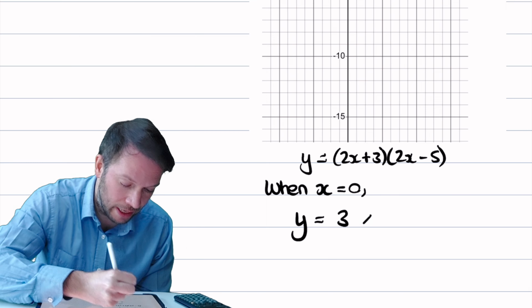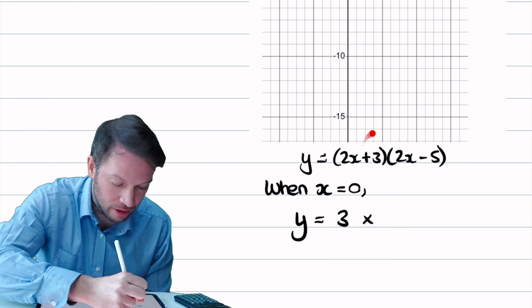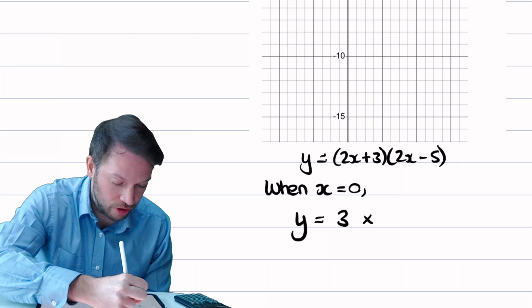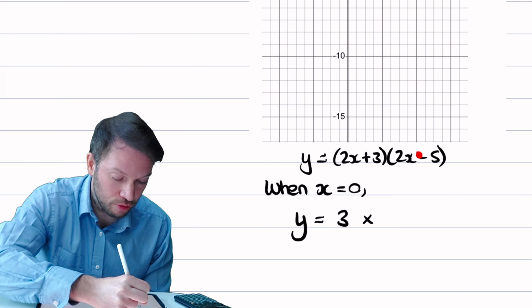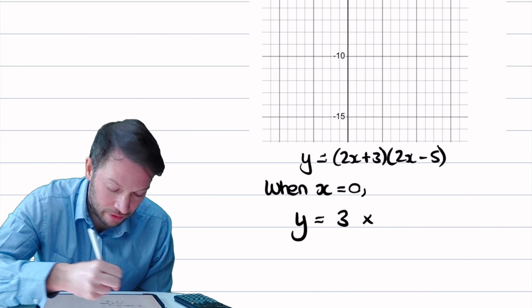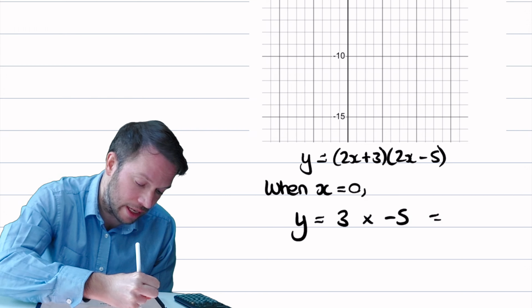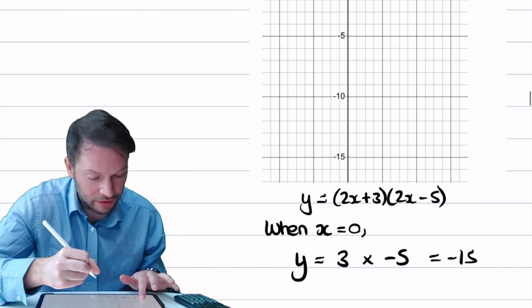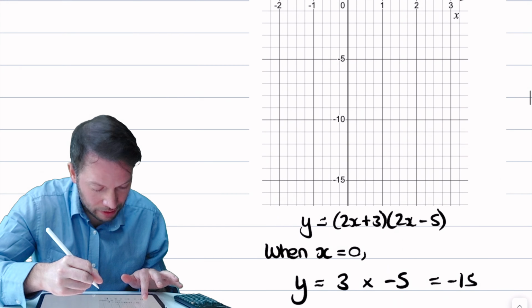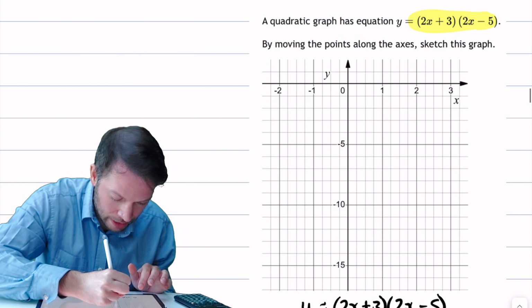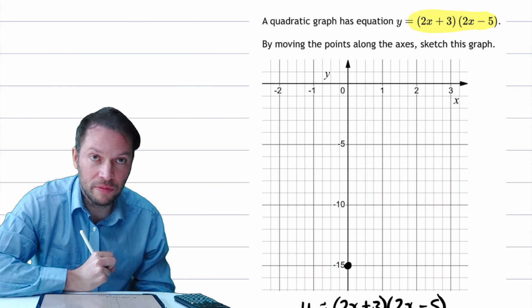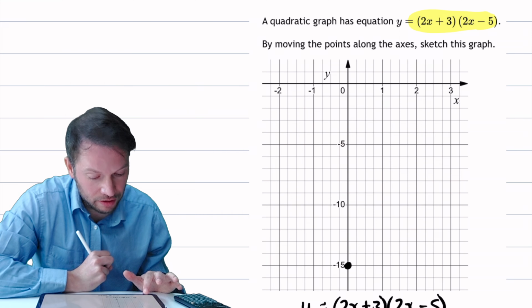And then we're multiplying it by the second bracket. It's that times that. Well, when x is 0, we've got 2 times 0, which is 0. Subtract 5 is minus 5. So we're going to have minus 5. And that is negative 15. So when x is 0, y is minus 15, which is going to be here. That's x is 0, y is minus 15, right? Okay, so we've got the y-intercept.